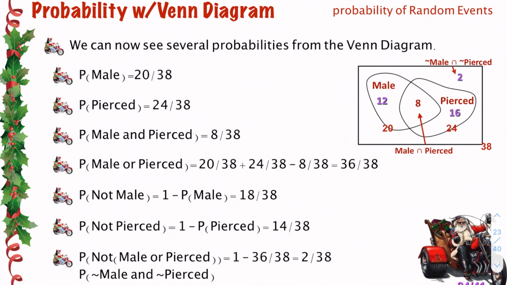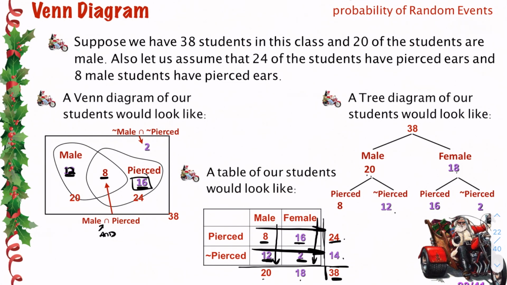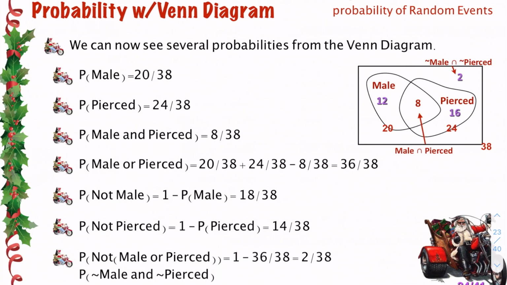So then once we are able to count the different ways, then we can ask the interesting probability questions. Like, what's the probability you choose some student at random and that they're male? Well, that'd be 20 out of 38. Or what's the probability that someone has pierced ears? That would be 24 out of 38. You can see that the Venn diagram might be helpful for some of these, or the contingency table might be helpful for other of these questions. It all depends on how you see the information.